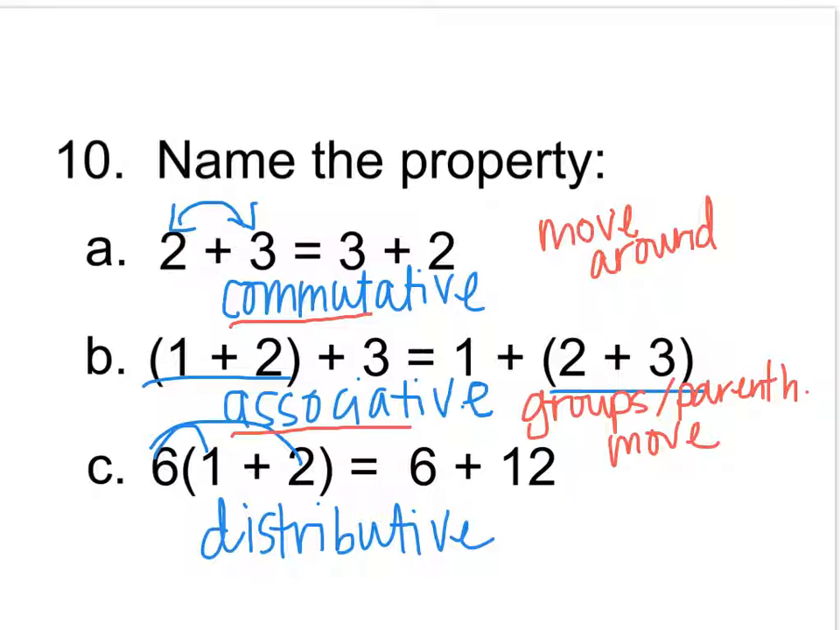And finally, with the distributive property, the root is to distribute. And so that can remind you that we distribute or give the front number to the inside numbers. So we multiply the outside number by each of the terms inside the parentheses. Okay? So distribute means to give. Okay? So those can help you to keep track of the different words and what they mean.